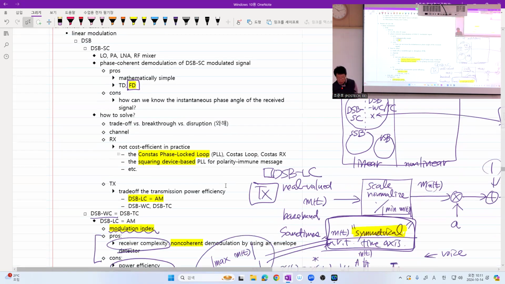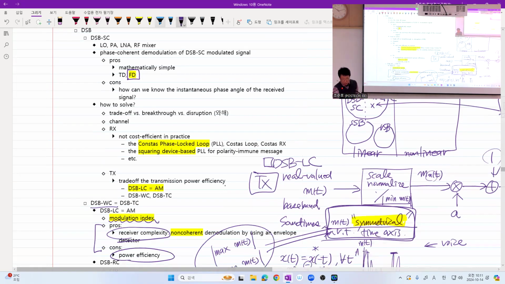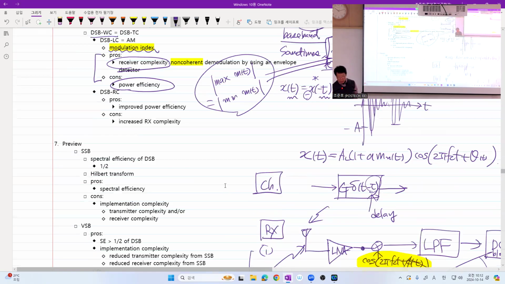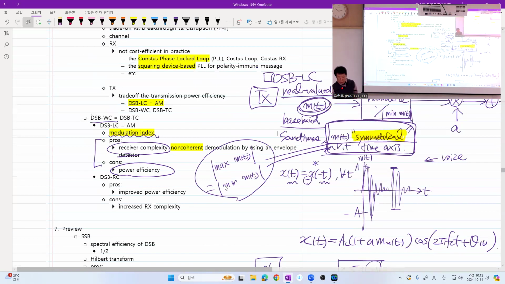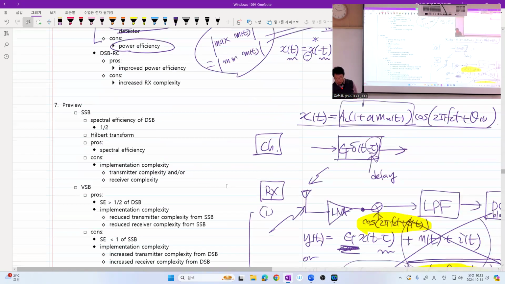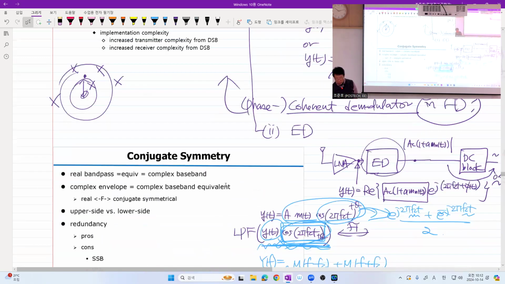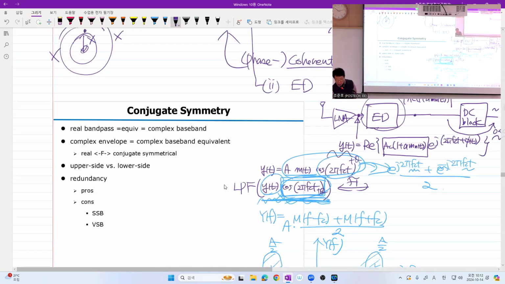We assumed the message signal is what? A real valued baseband signal. And what happens? The transmitted signal is also real valued, but see this part carefully. Especially this one.